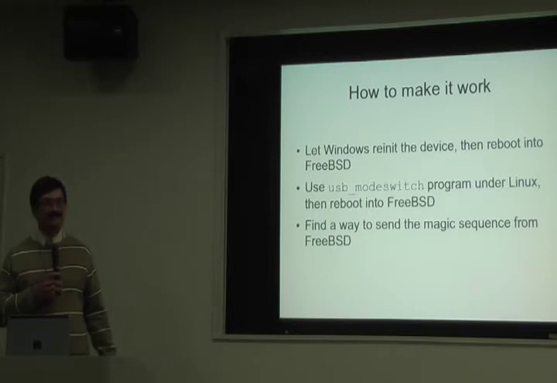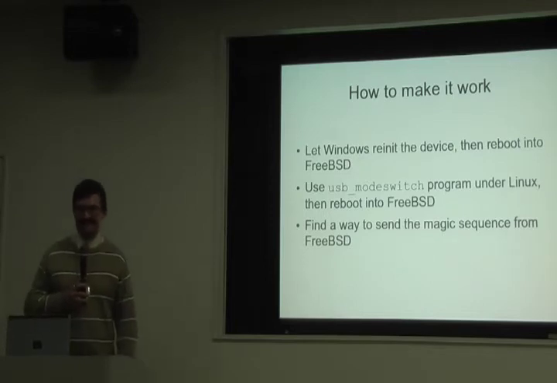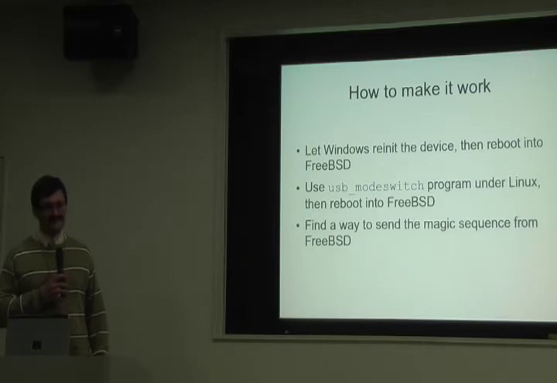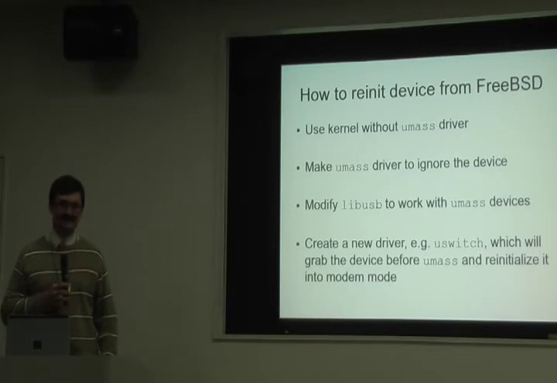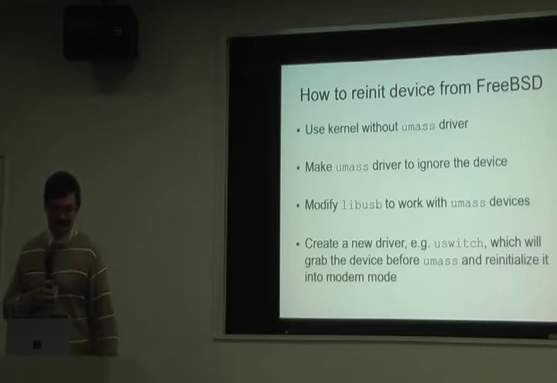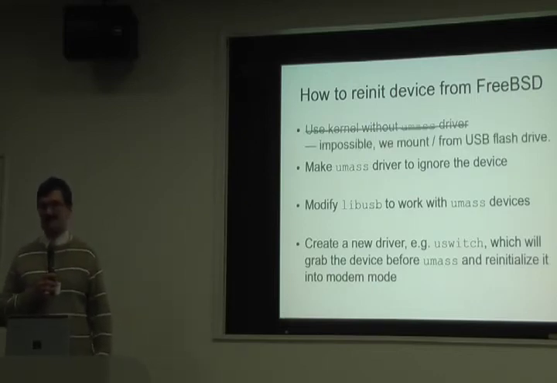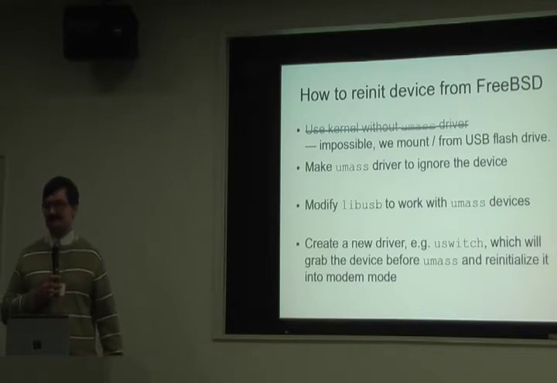So we have at least 3 different methods of getting the device to work. And I think the first 2 are not very interesting. Well, we have at least 4 methods of using the USB_ModeSwitch program, or another method of reinitializing the device. But the first one is unacceptable, because our brave inspectors mount a root file system from a USB flash drive, so the umass driver cannot be disabled.